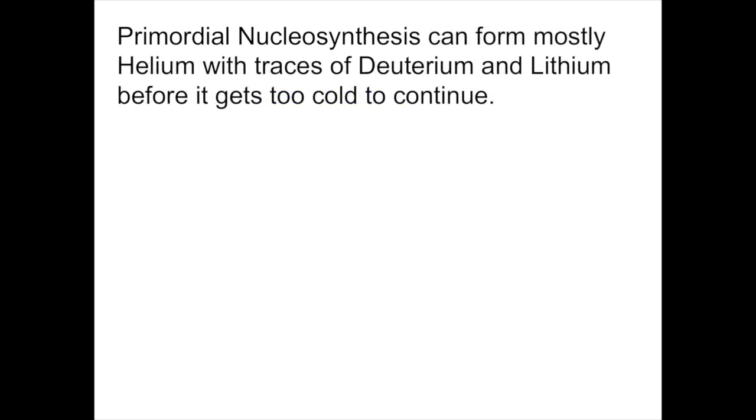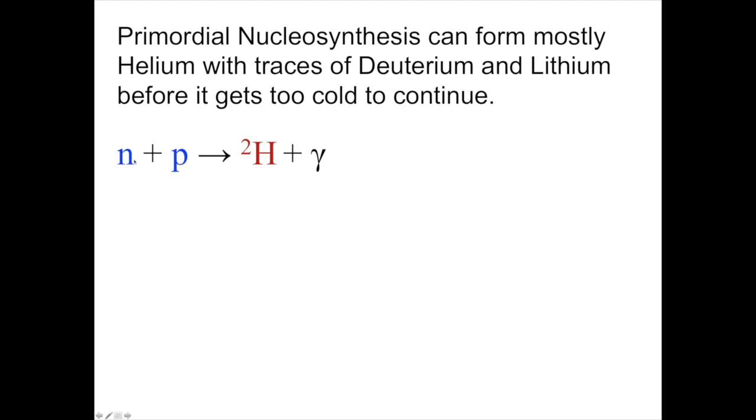Primordial nucleosynthesis works by forming helium with traces of deuterium and lithium before it gets too cold to continue. This fusion is unlike the fusion we see inside stars because it's not proton-proton fusion, but proton-neutron and neutron-nuclei fusion. Let's see how this works. The most basic reaction, initially, is that you have a sea of protons and neutrons, electrons, and photons. When it gets cool enough, a neutron and a proton fuse together to form deuterium, heavy hydrogen, an atomic nucleus containing a neutron and a proton.